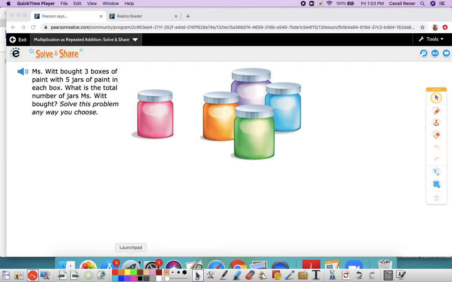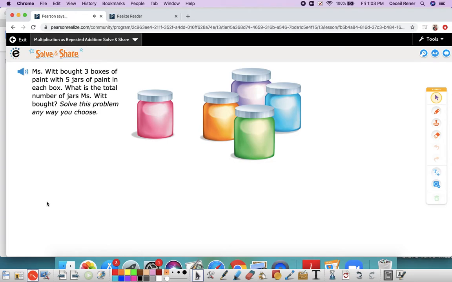We are on Lesson 1, Step Up to Grade 3. That's on page 921. Let's look at our Solve and Share. Ms. Witt bought 3 boxes of paint with 5 jars of paint in each box. What is the total number of jars Ms. Witt bought? Solve this problem any way you choose.